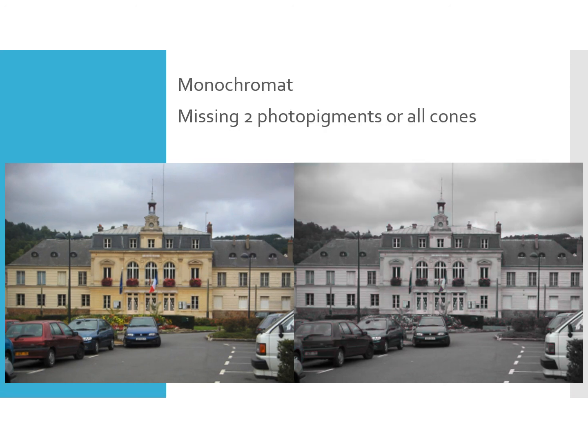And finally, we have monochromats, where you can see it looks like very black and white vision. So they're missing 2 photopigments or all of their cones.